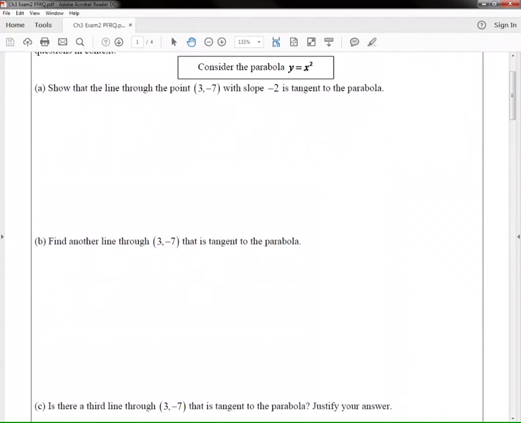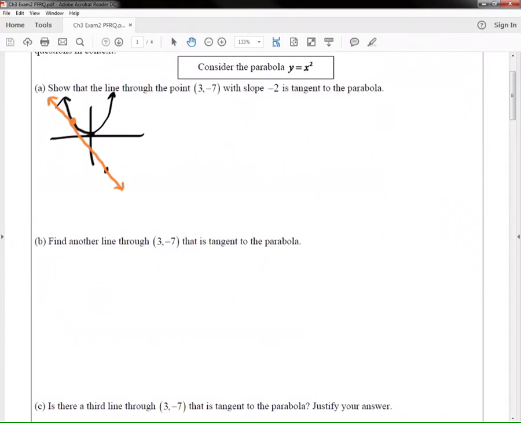Now let me give you guys a little image right here to help us contemplate what's going on. Alright, here's x squared. And then we got this random point, (3, -7), that's right about there. And it wants to know if the line that's going through this with the slope of -2 is tangent to this. Now I don't know if it is tangent, but I'm going to draw it like it is tangent. Okay, so I'm going to say that it hits this curve right there.